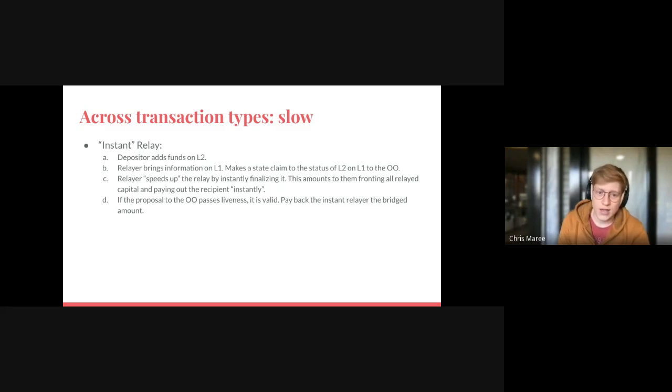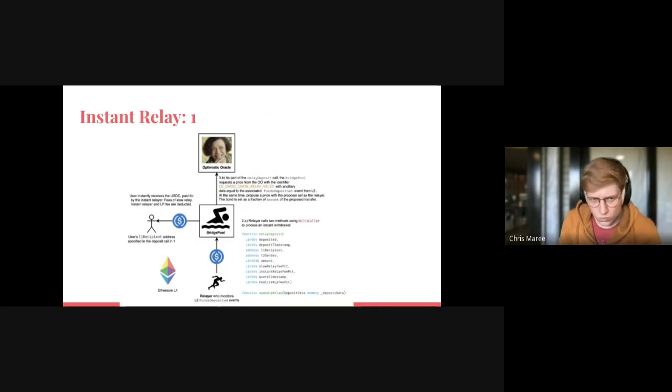A relayer can then speed up the relay by instantly finalizing it. What this means in effect is that the relayer fronts all the capital that the recipient would receive, and they pay it out effectively instantly. If the optimistic oracle proposal then passes liveness, then instead of paying the recipient of the deposit, we pay back the relayer, because the relayer fronted the capital, and in that case we repay them rather than the recipient. Go to the next slide.